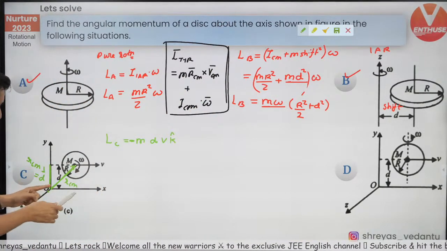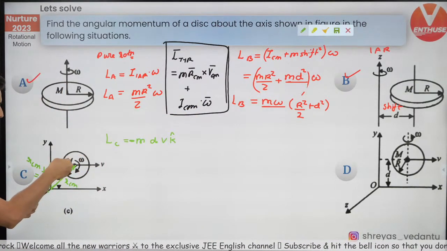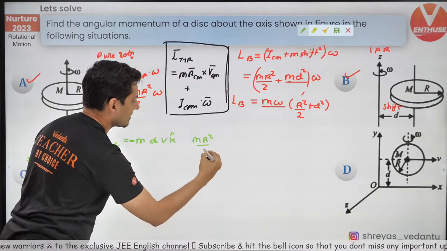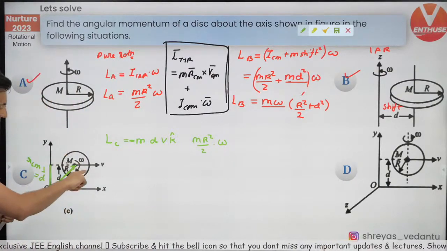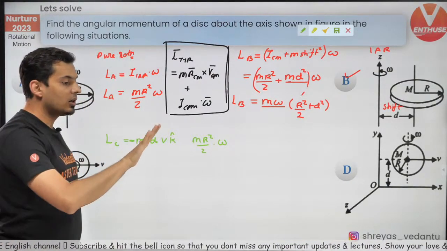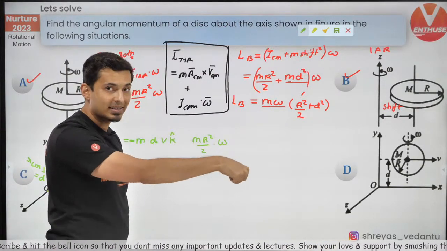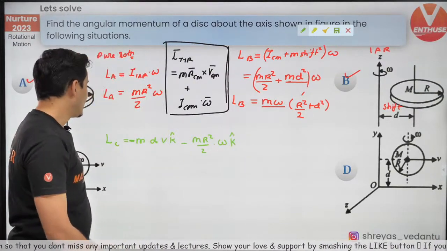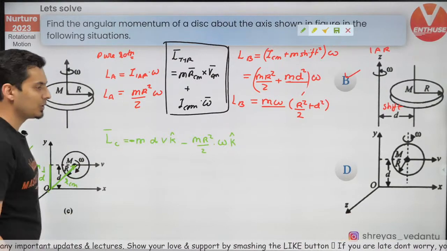Okay, what is the second term? I omega, moment of inertia into omega. It's nothing but MR square, it's a disk, by 2. So that's why by 2 into omega. How is the angular velocity? It is clockwise. So curl your fingers clockwise. See where the thumb goes. It again goes inside. So again it's minus k cap. So this is the angular momentum vector for option C.